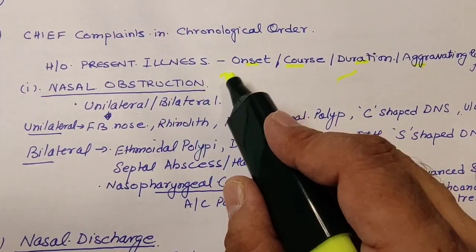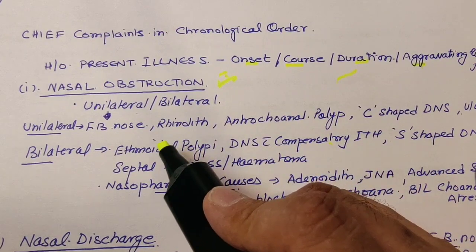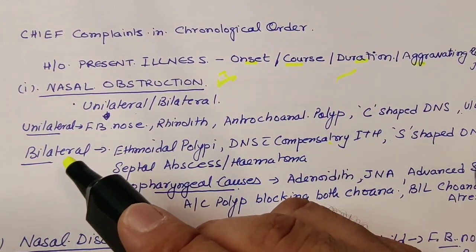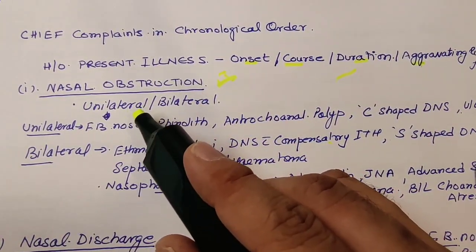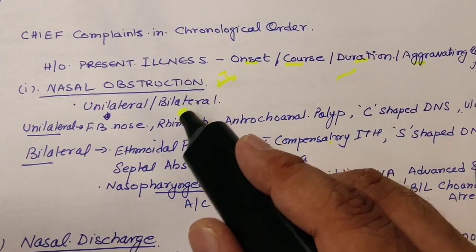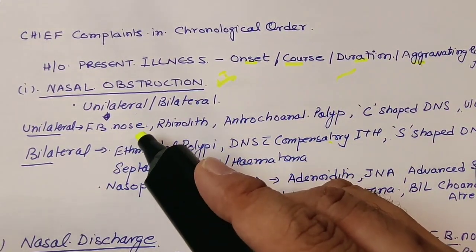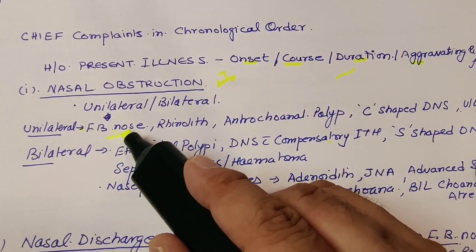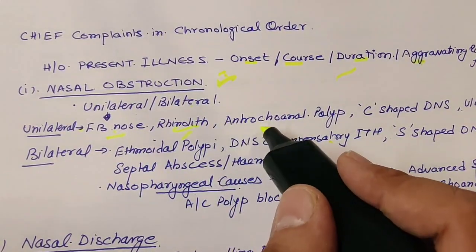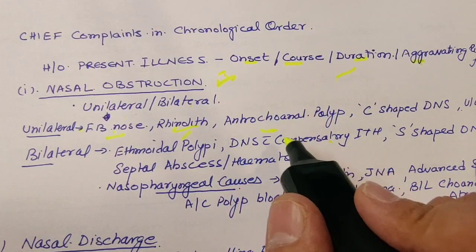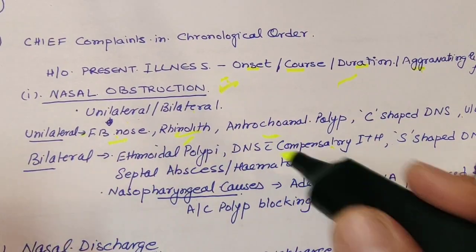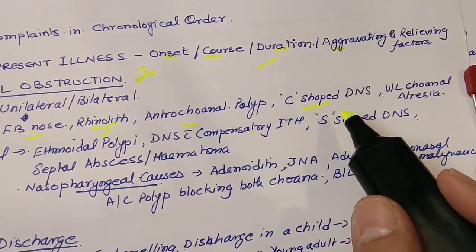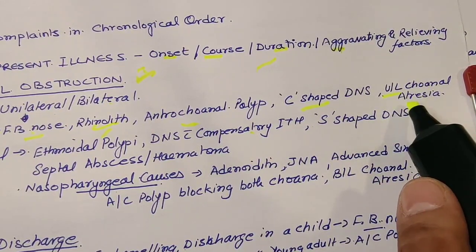Let's come to the first complaint, which is very common in a patient with a nasal problem: nasal obstruction. You first have to see whether the patient has a unilateral or a bilateral obstruction, and based on that you have to keep certain causes in mind. Unilateral obstruction is more common in foreign body nose, rhinolith, and antrochoanal polyps, as long as the antrochoanal polyp stays within the nasal cavity. A C-shaped deviation can also cause unilateral nasal obstruction, and so can unilateral choanal atresia.